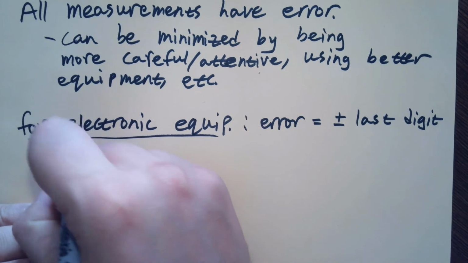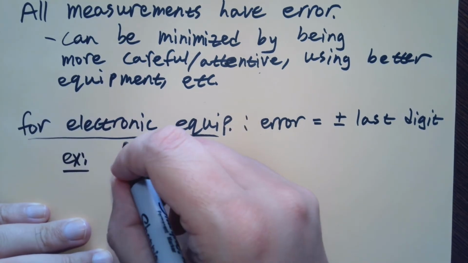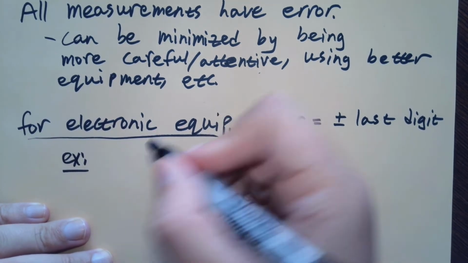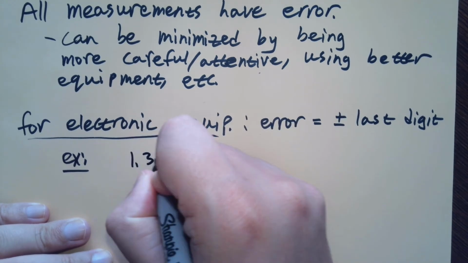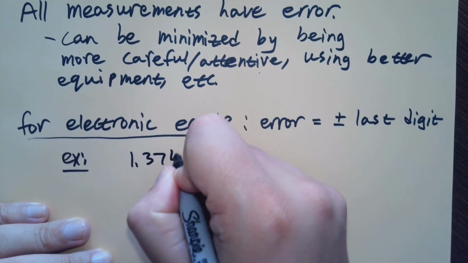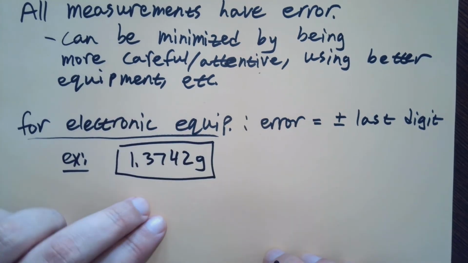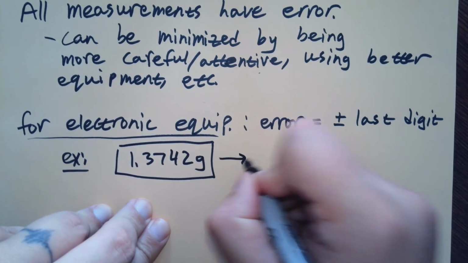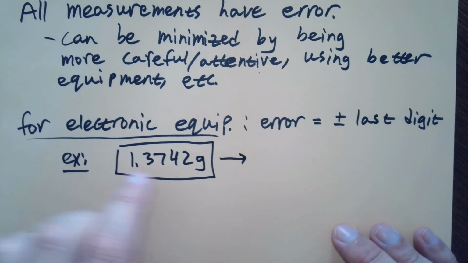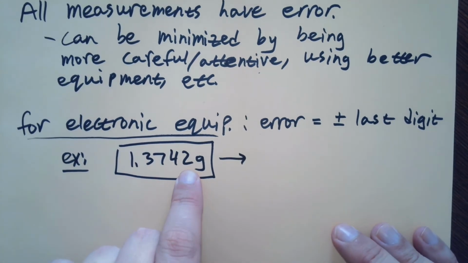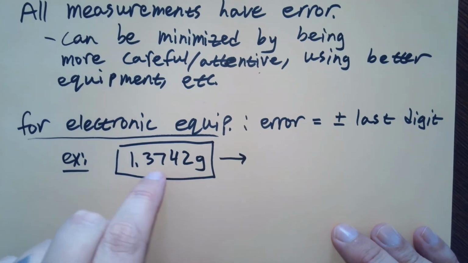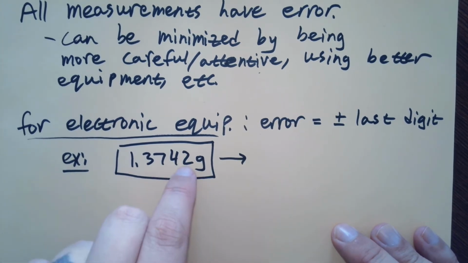So, for example, you throw something on an electronic balance and you get 1.3742 grams. So this is on your little electronic screen on a balance. Well, and they do go that small, by the way. They go to 1/10 of a milligram. Every digit is more expensive than the last. You want a balance that goes as far.